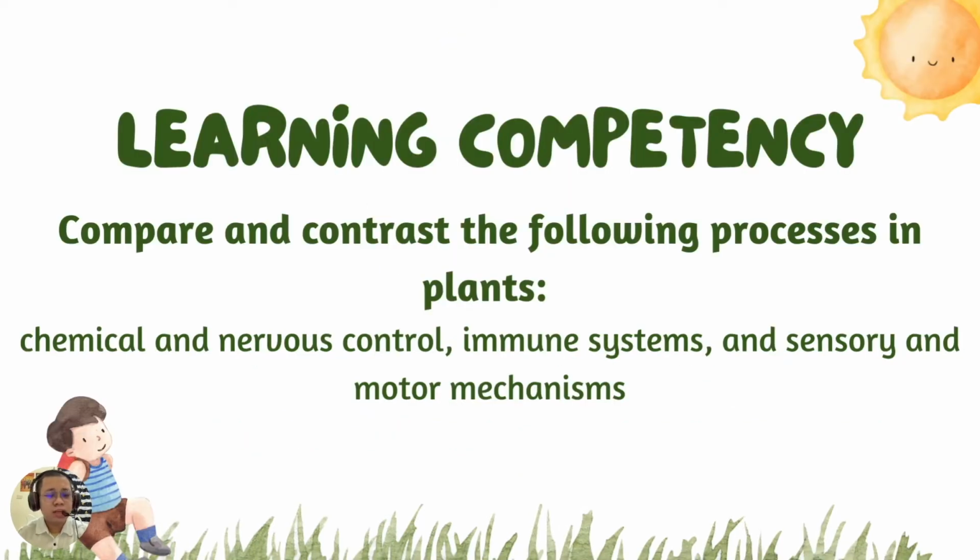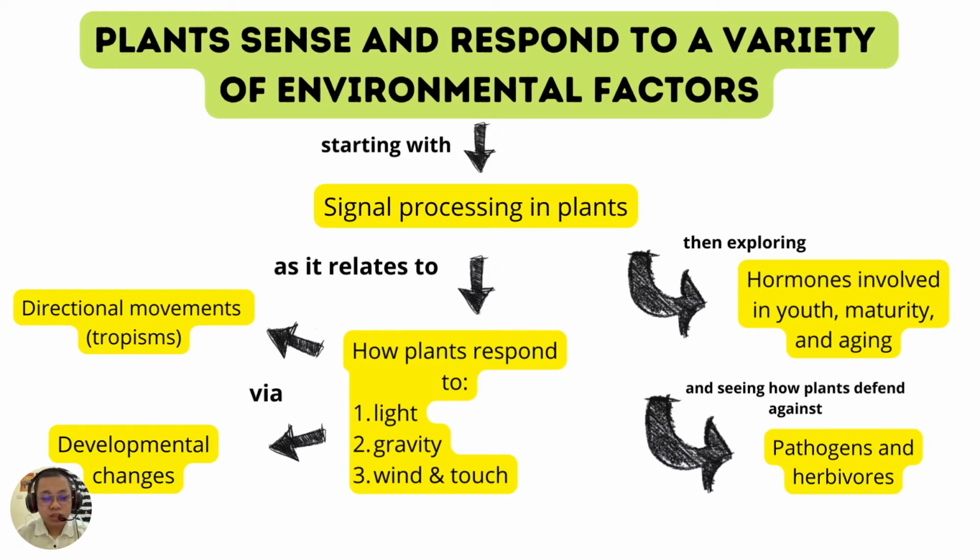So the learning competencies for this topic are to compare and contrast the following processes in plants: the chemical and nervous control, immune systems, and sensory and motor mechanisms. Now I made an organizational chart to give an overview about my topic for today.